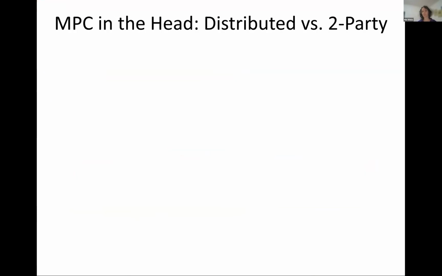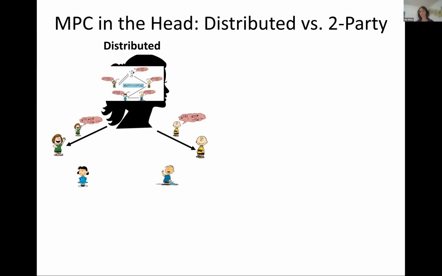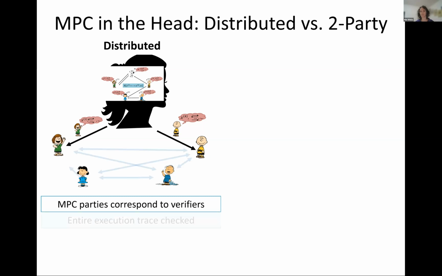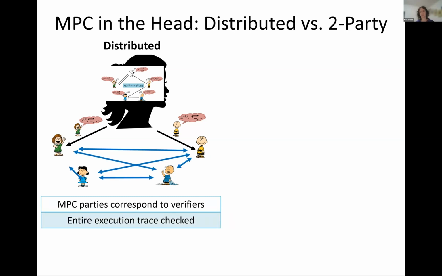So to sum up our construction, I just want to compare the MPC in the head technique in our distributed setting and in the two-party setting. In our distributed setting, the prover executes the MPC on behalf of the verifiers. So the MPC parties correspond to verifiers. Then the verifiers compare all of the messages. So the entire execution trace is checked, and therefore the soundness error is independent of the number of parties in the MPC in the head.